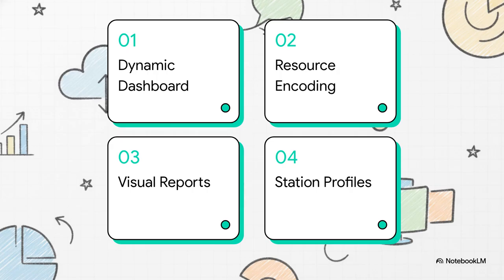So, here's our roadmap for today. Number 1, a more dynamic dashboard. Number 2, smarter resource encoding. Number 3, enhanced visual reports. And finally, number 4, upgraded station profiles. Let's get right into it.